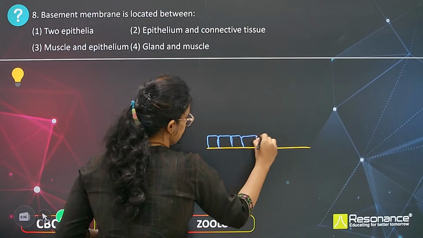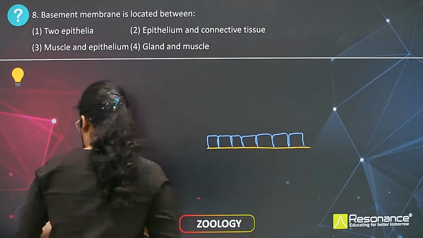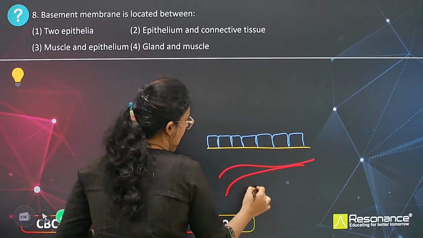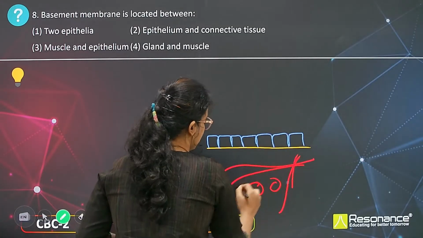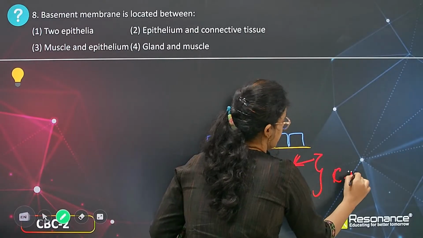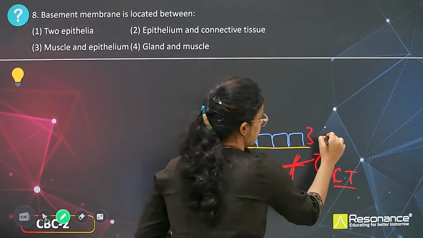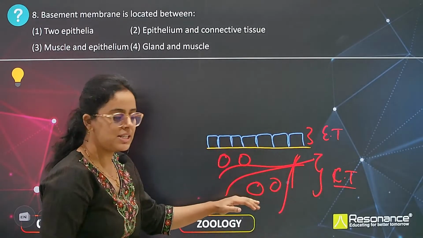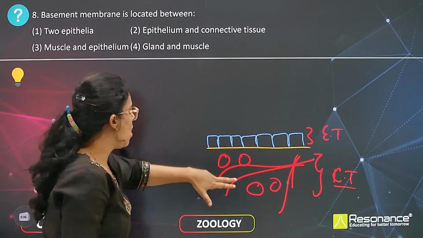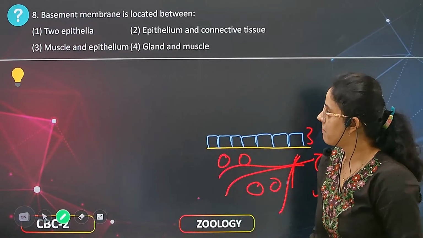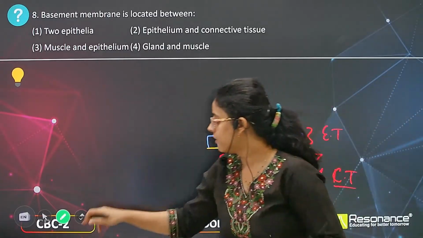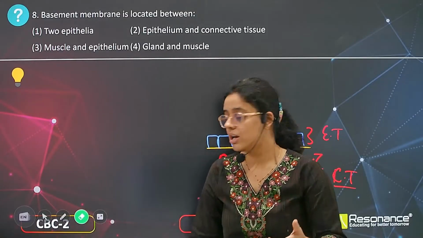Suppose we have cuboidal epithelium over here, this is the basement membrane, and below the basement membrane we have many fibers, cells, blood supply, fibroblasts, muscles, which means it is connective tissue. So above is epithelial tissue, and below the basement membrane is connective tissue. So epithelial and connective tissue have a common structure, the basement membrane, which is present between them and is an acellular non-living substance.